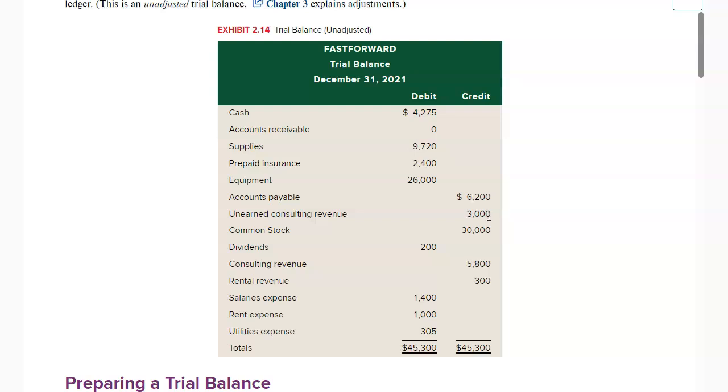Unearned consulting revenue is also a 200. Remember, unearned revenue is a liability. Common stock will be a 300, dividends a 300. Consulting revenue will be 400s, and expenses will be 500. Anything above 400 is a credit balance or revenue.